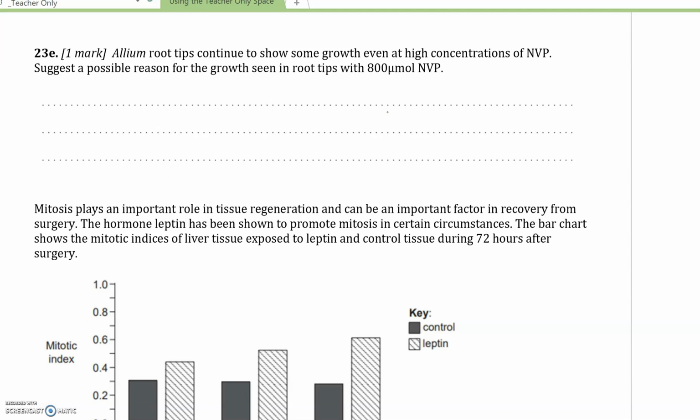Some cells will get bigger just through the absorption of water. So root tips might grow a little bit just because of the absorption of water. And a reminder that NVP isn't 100% effective, so it's not going to enter all of the cells, so therefore not all of them will be prevented from undergoing mitosis.